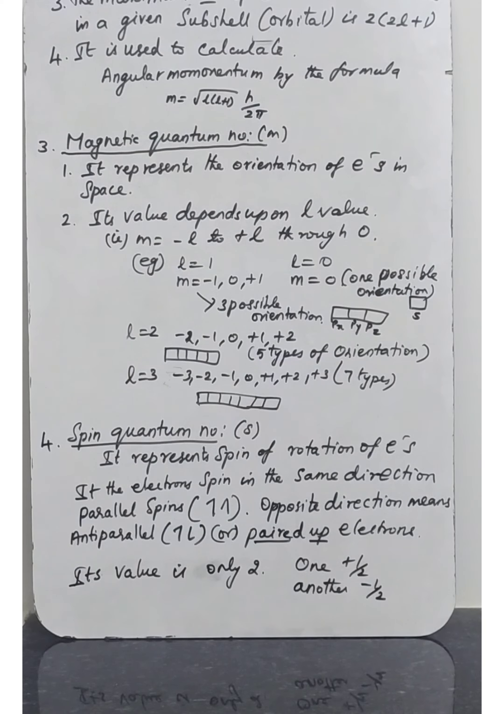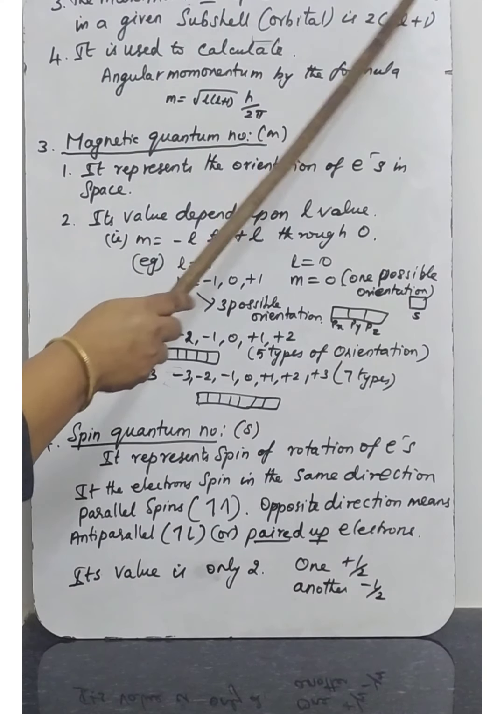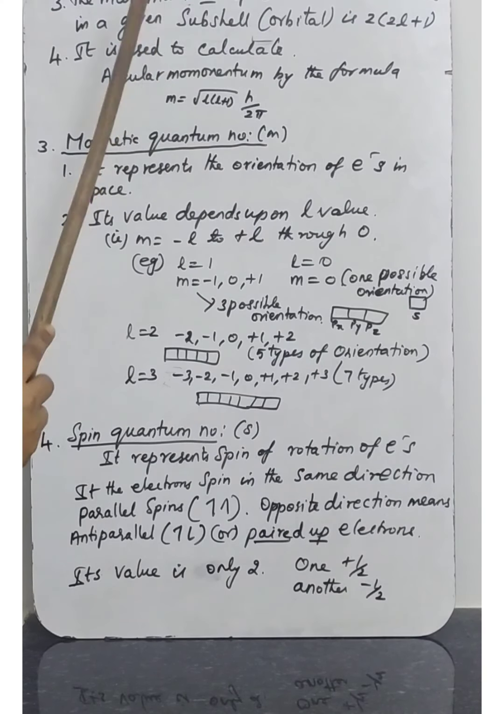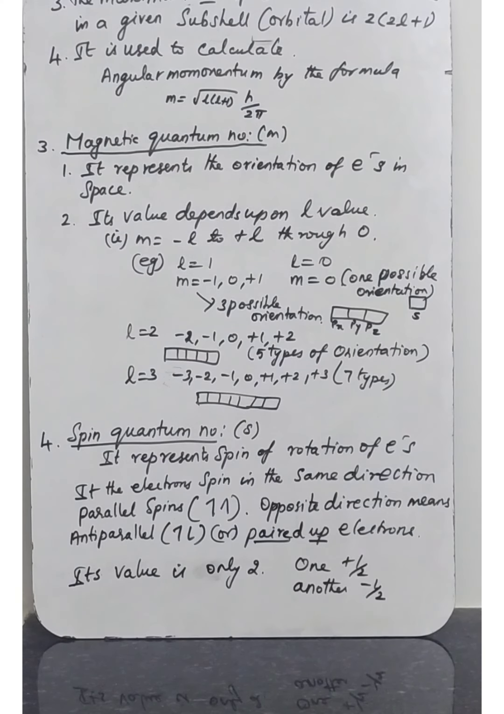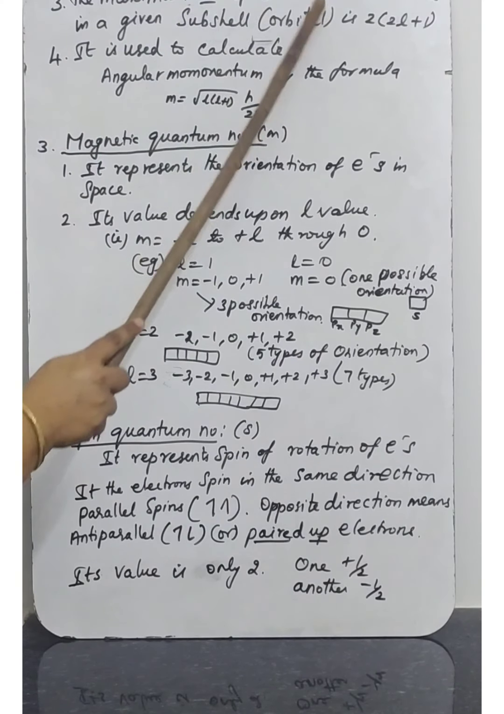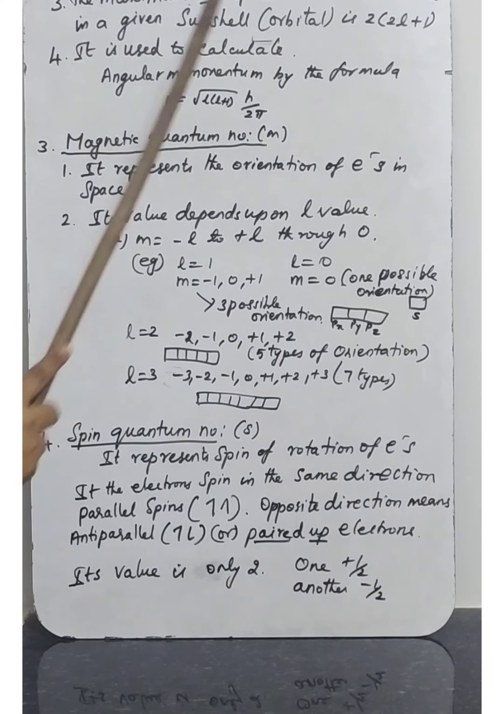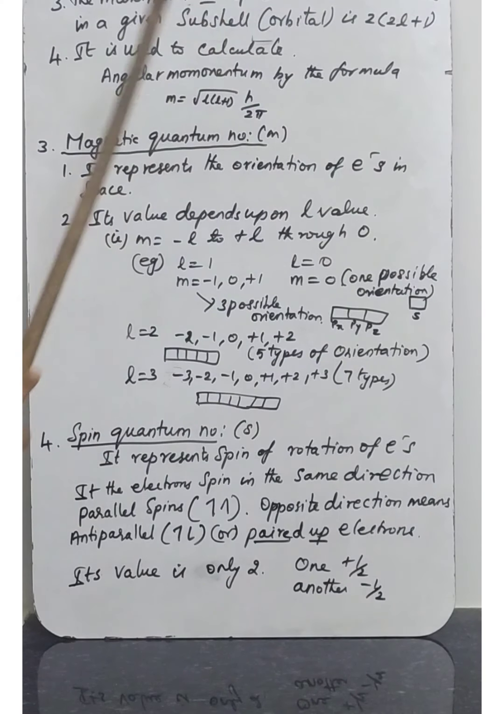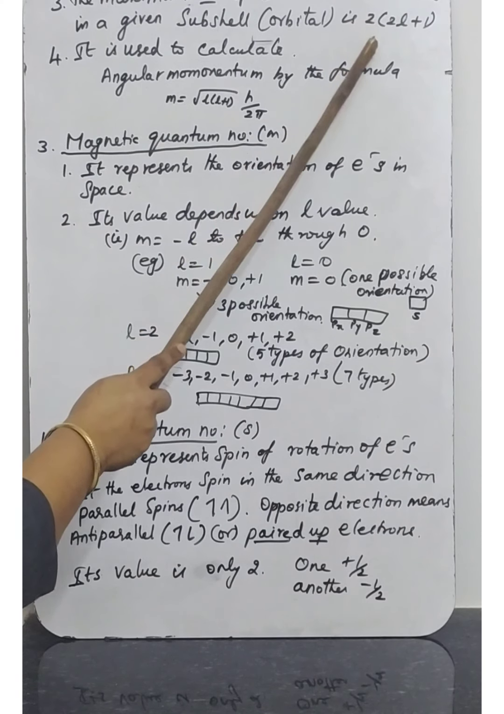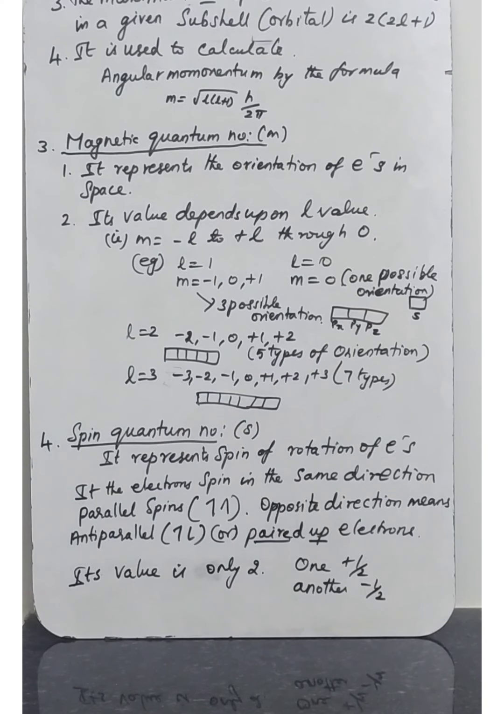Next, in the same azimuthal quantum number, the third point is the maximum number of electrons that can be accommodated in a given subshell. We have discussed in the principal quantum number that the maximum number of electrons that can be accommodated in a given shell is given by the formula 2n square. Like that, the maximum number of electrons that can be accommodated in a given subshell, that is nothing but an orbital, is given by the formula 2 into (2l plus 1).